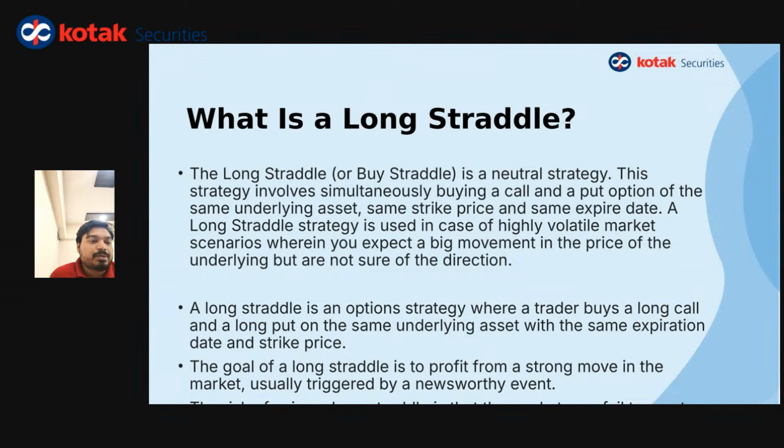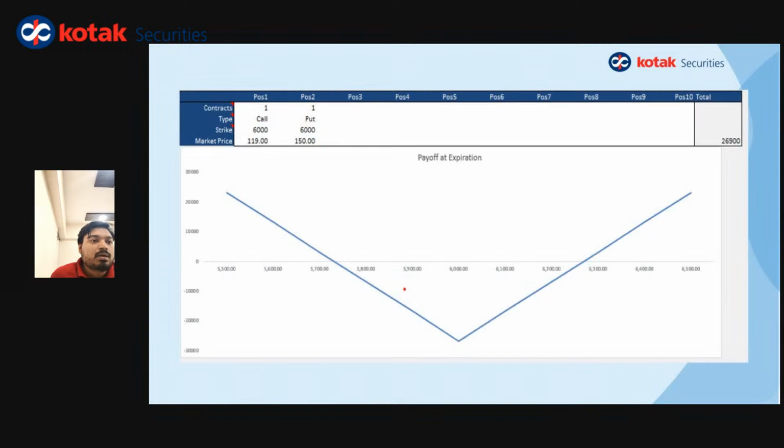Now, a long straddle is an option strategy where a trader buys a call and a put on the same underlying with the same expiration, which we discussed. The goal of a long straddle is to profit from a strong move in the market, usually triggered by a newsworthy event. It could be a Fed interest rate decision, any economic data, or any inventory data. Now, let's say this is an example.